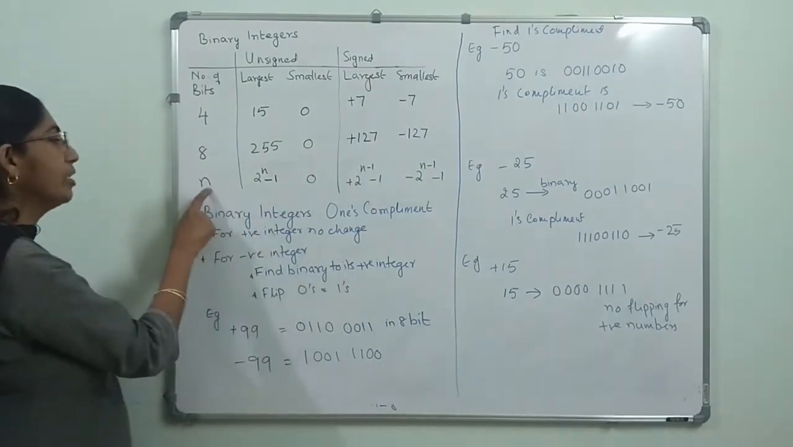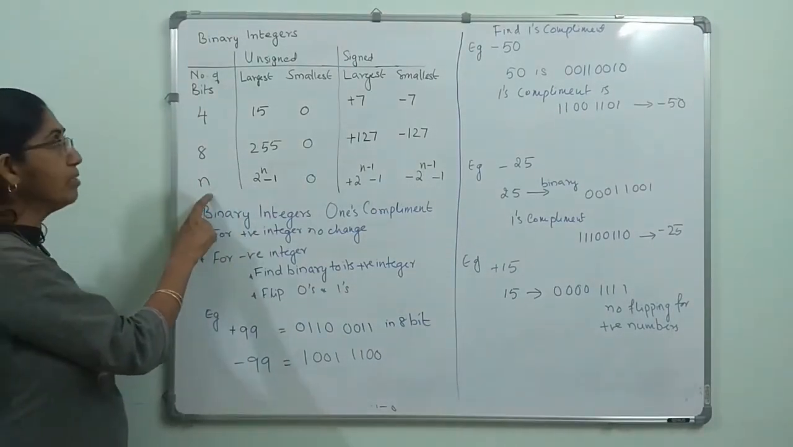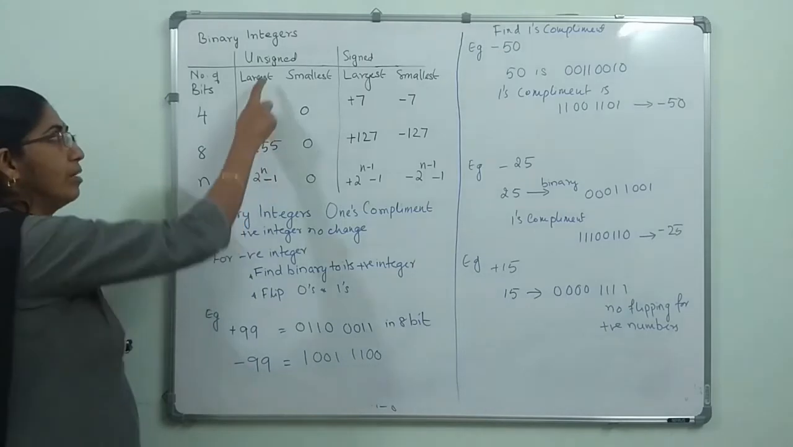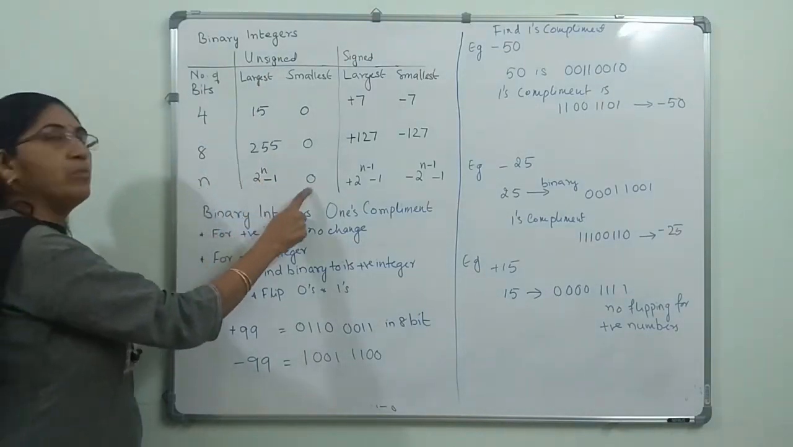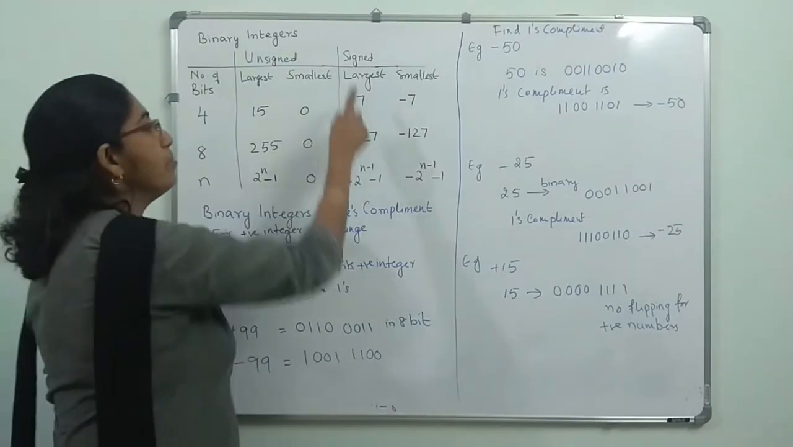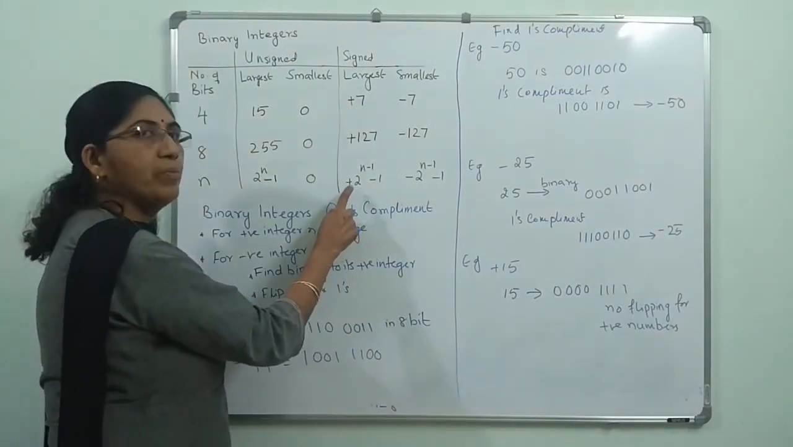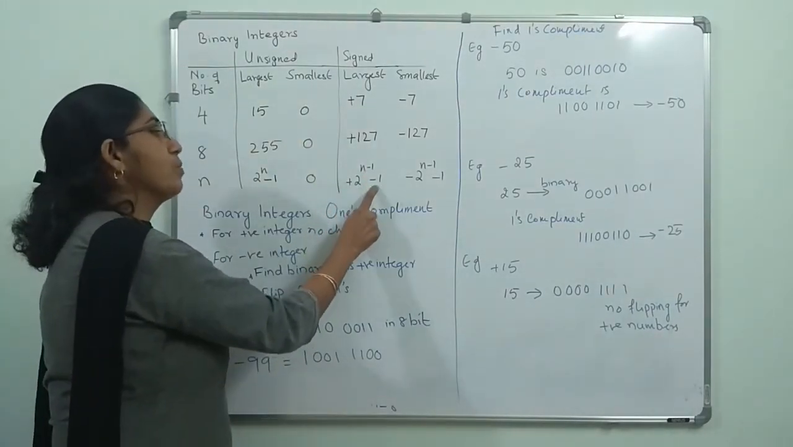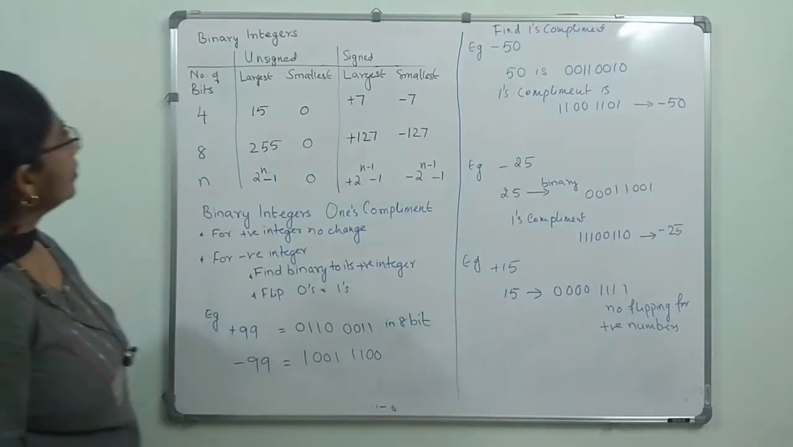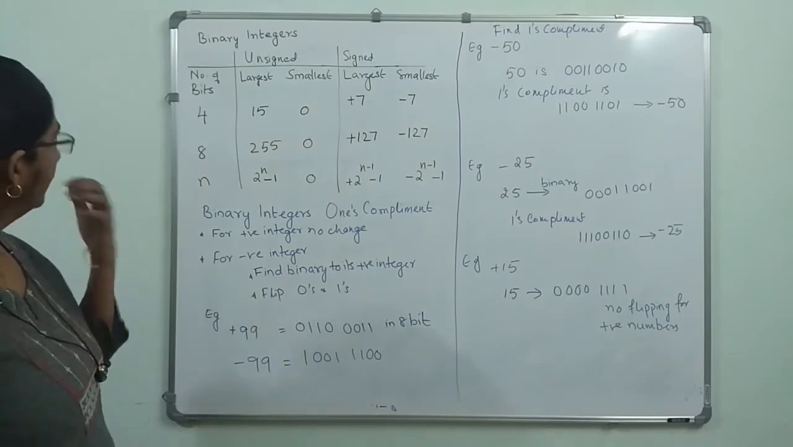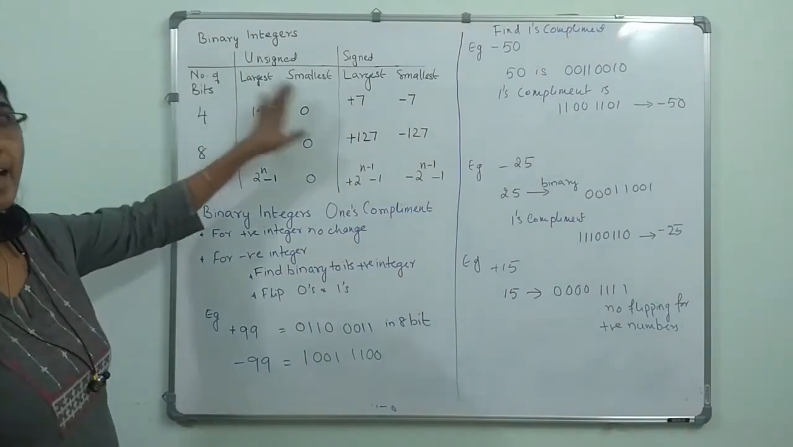So a general notation you can have: if you have n-bit representation, in the unsigned you can go to a maximum value of 2 raised to n minus 1, and the minimum is 0. Whereas in the signed magnitude representation you can go from plus (2 raised to n minus 1) minus 1 to minus (2 raised to n minus 1) minus 1. Okay, that was a comparison between the signed and unsigned.